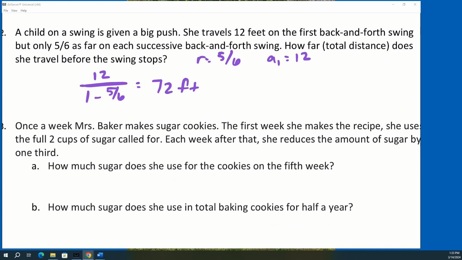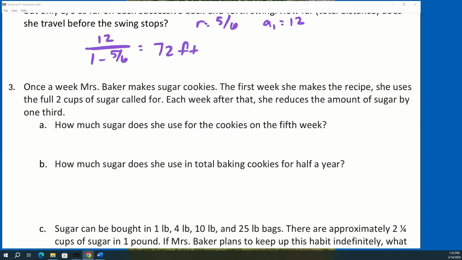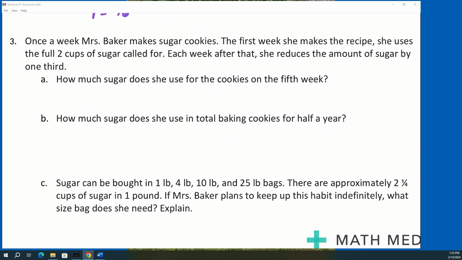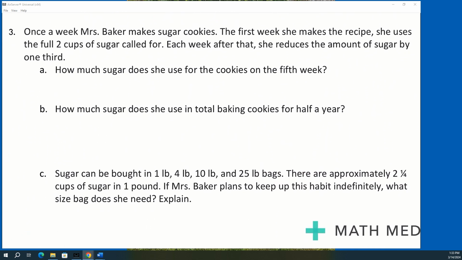All right, and then number 3 is, I don't know why anybody would ever want to do this, but once a week, Mrs. Baker makes sugar cookies. Now that's a good thing, but she starts reducing the amount of sugar she puts in her cookies. So the first week she makes the recipe, she uses 2 full cups of sugar that the recipe calls for. Each week after that, she reduces the amount of sugar by 1/3. How much sugar does she use for the cookies on the 5th week?